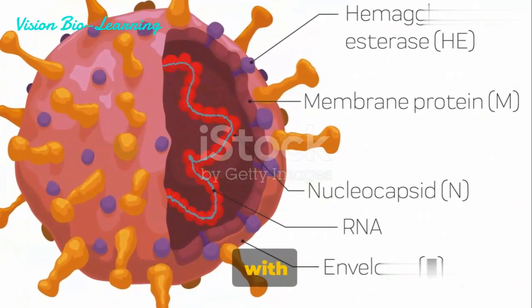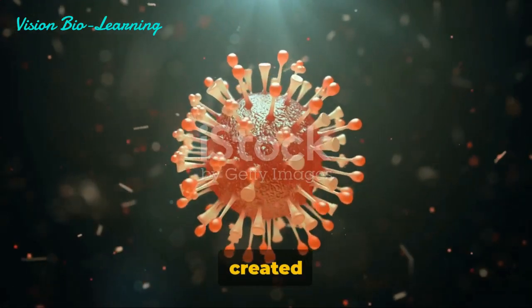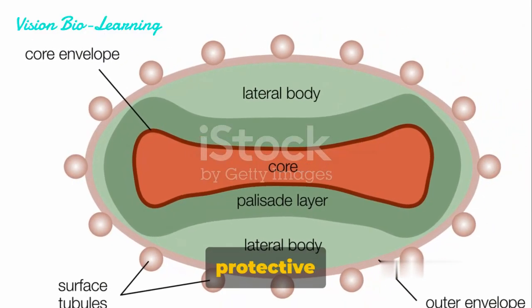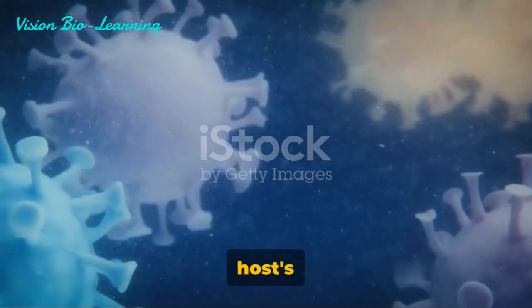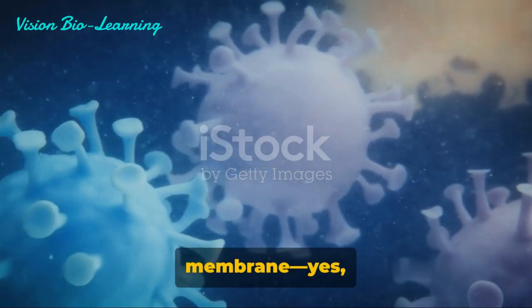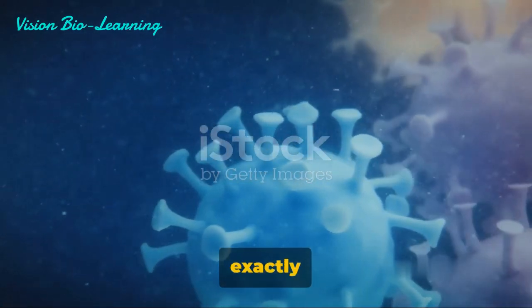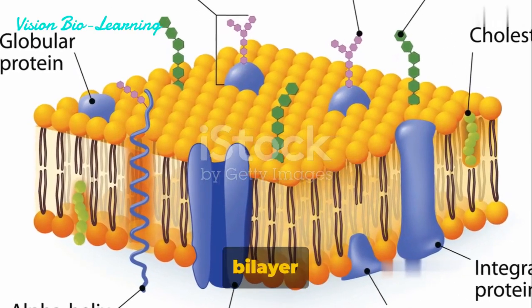Ever thought of a virus with an outerwear? Meet the envelope. You see, not all viruses are created equal. Some come with an additional layer, something akin to a protective coat, known as an envelope. This envelope is derived from the host's plasma membrane. Yes, the very cells the virus invades donate this outer layer. But what exactly is this envelope made of? Well, the envelope is essentially a lipid bilayer membrane.